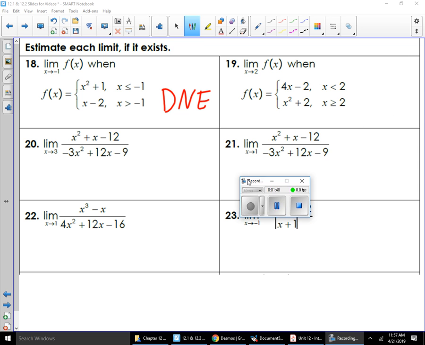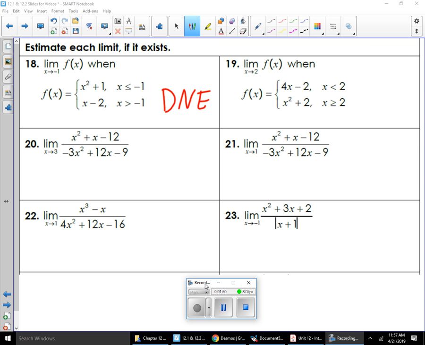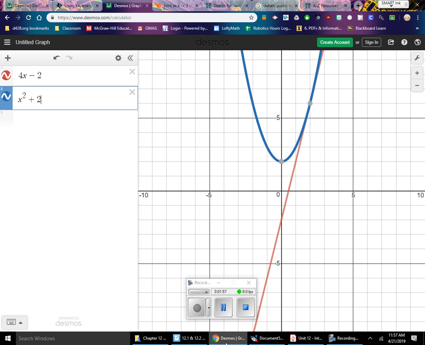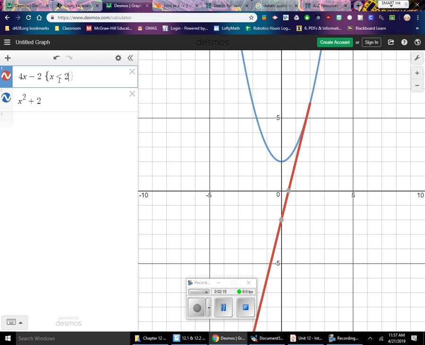I also want to pop one of these piecewise functions into Desmos. So taking a look at 19 here. If you just put those two equations into Desmos normally, you'll see a parabola and a straight line, but that's not a function. To include the bounds, we need curly braces. So curly braces and then our bounds. For that first one, x is going to be less than 2, and then you close it off. For the bottom one, we're going to have x greater than or equal to.